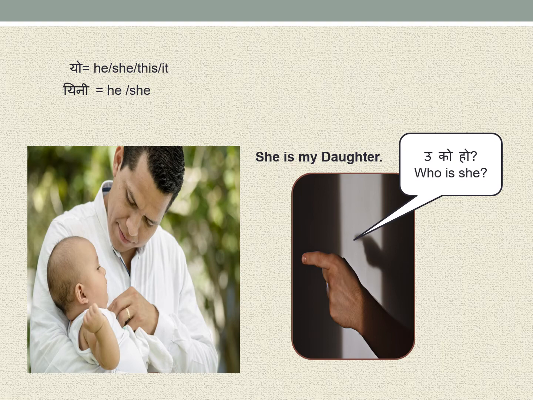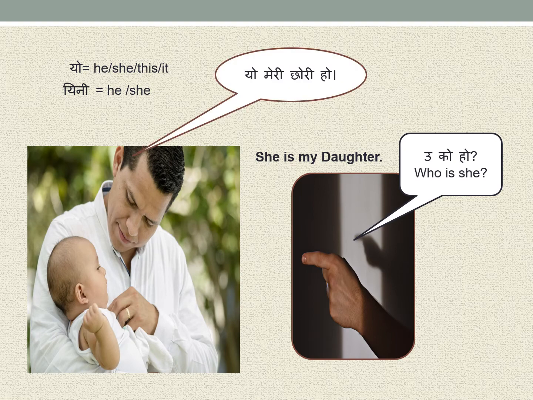For example, after 2 years of gap, I met my friend. He is holding a child, so I asked him, "Yo ko ho?" Who is she? He answered, "Yo meri chori ho." This is my daughter, or she is my daughter.